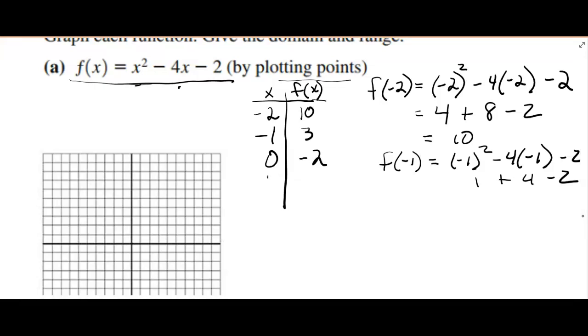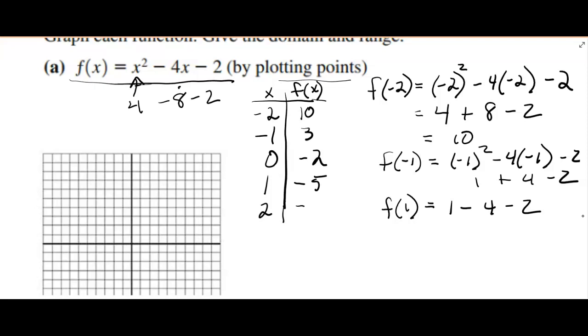All right, let's put in a 1. What do I get for f of 1? 1 minus 4 minus 2, so that's -5. You'll notice it's still decreasing. It went from 10 to 3 to -2 to -5. Let's see what happens at 2. So I'm putting 2 in, squaring it, that's 4. 4 minus 8 minus 2. Looks like I'm getting, what, a -6?